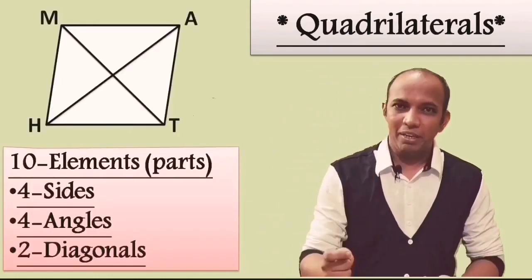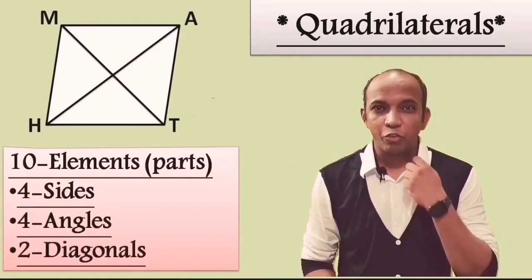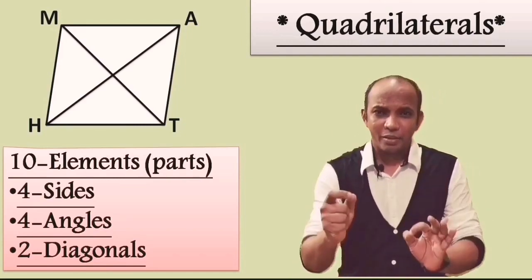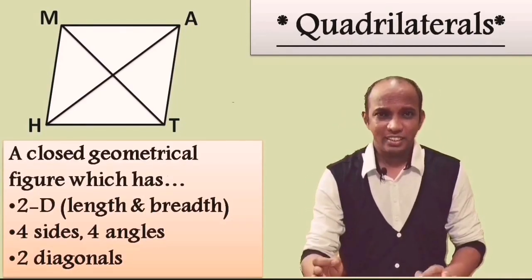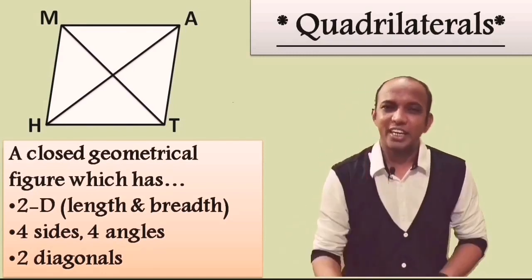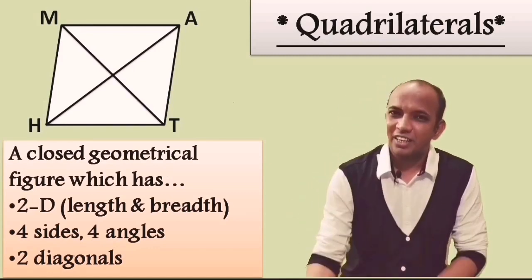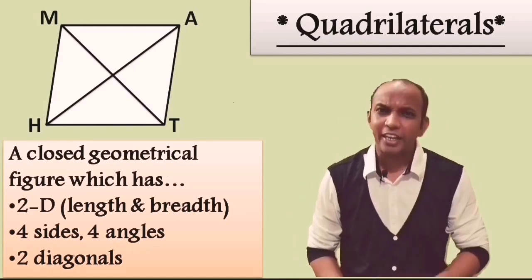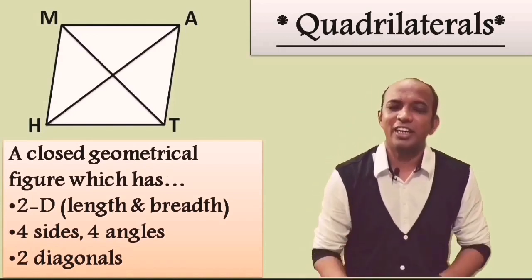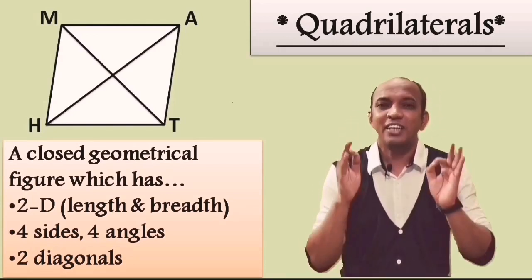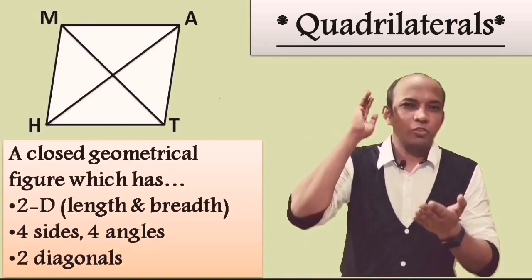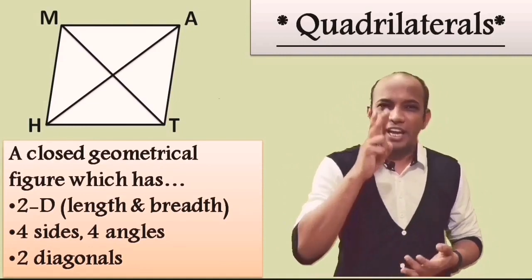These parts are also called elements, and these elements are nothing but 4 sides, 4 angles and 2 diagonals. We can say a closed diagram with 4 sides can be termed as a quadrilateral, and in detail, if you want to understand it, a closed geometrical figure which has 4 sides, 4 angles and 2 diagonals is called a quadrilateral. In short, these quadrilaterals are two-dimensional diagrams. Two-dimensional means they have length and breadth also.